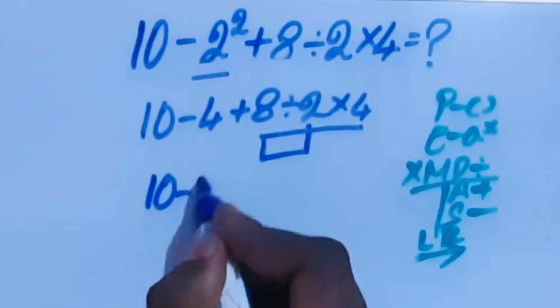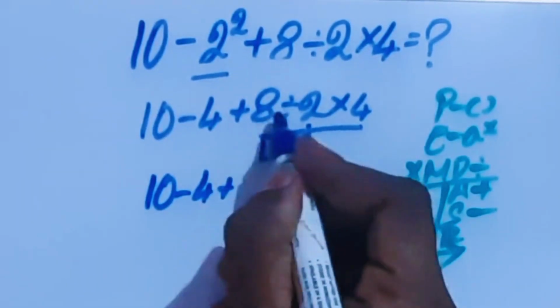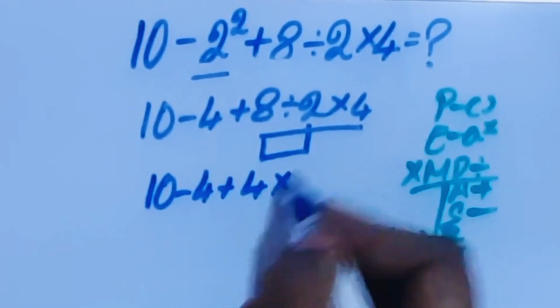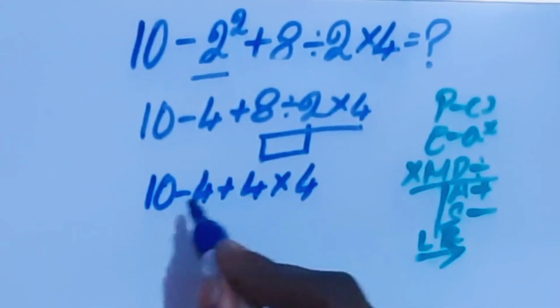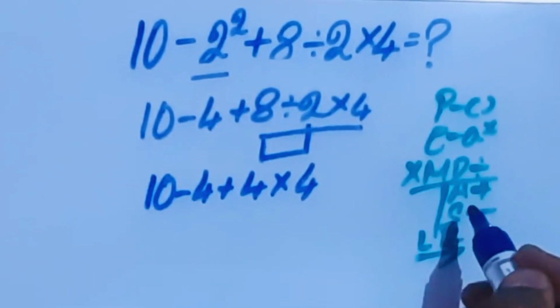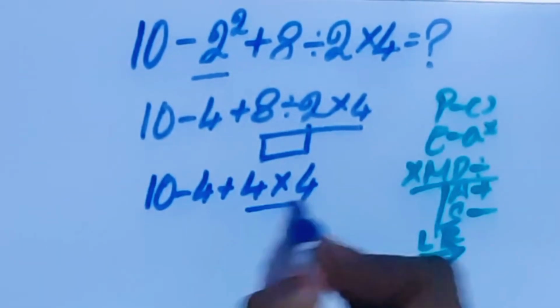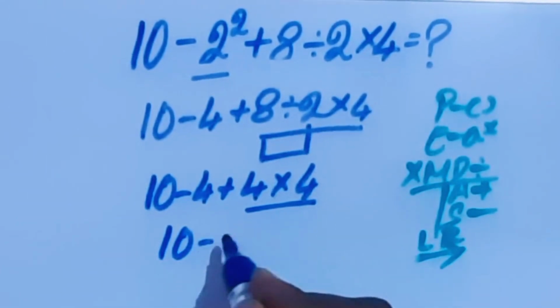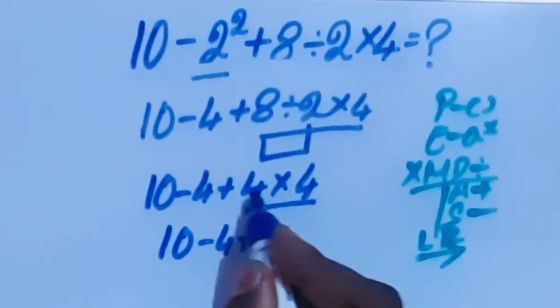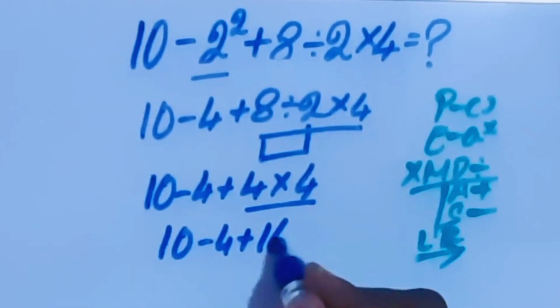So 10 minus 4 plus, 8 divided by 2 is 4, times this 4. Here we have multiplication and addition and subtraction. Multiplication is higher priority than addition and subtraction. So we have to do this multiplication before addition and subtraction. So 10 minus 4 plus, here 4 times 4 is 16.